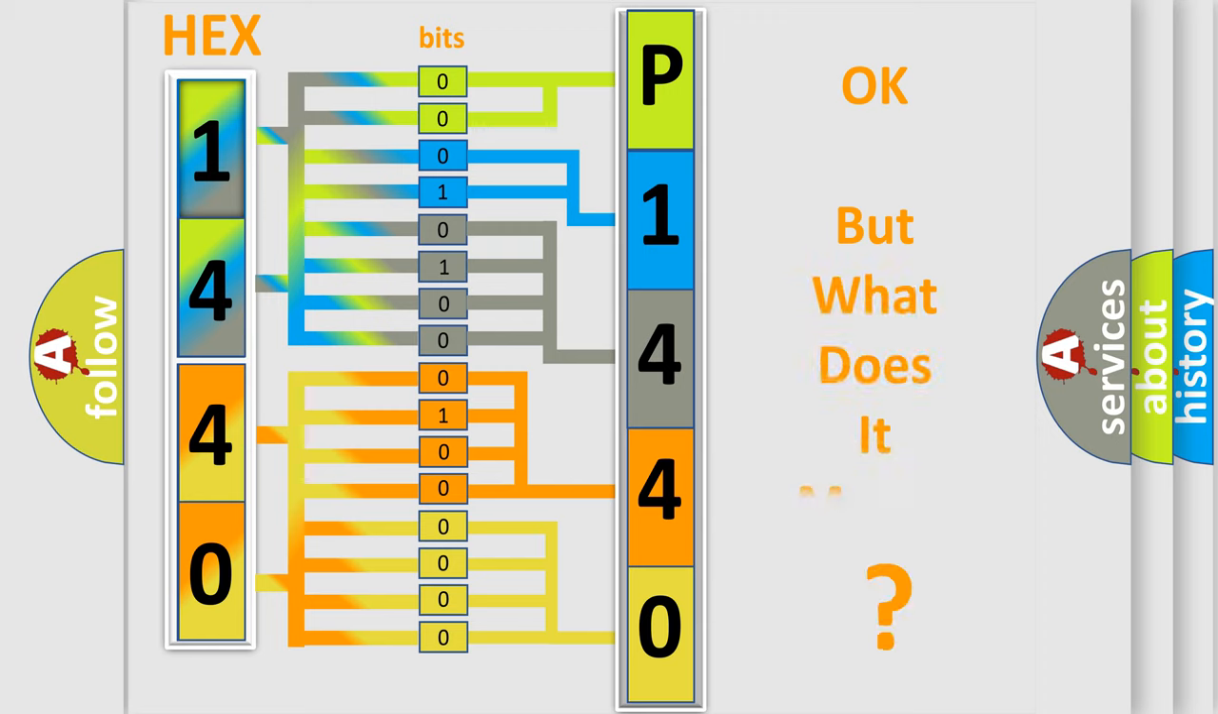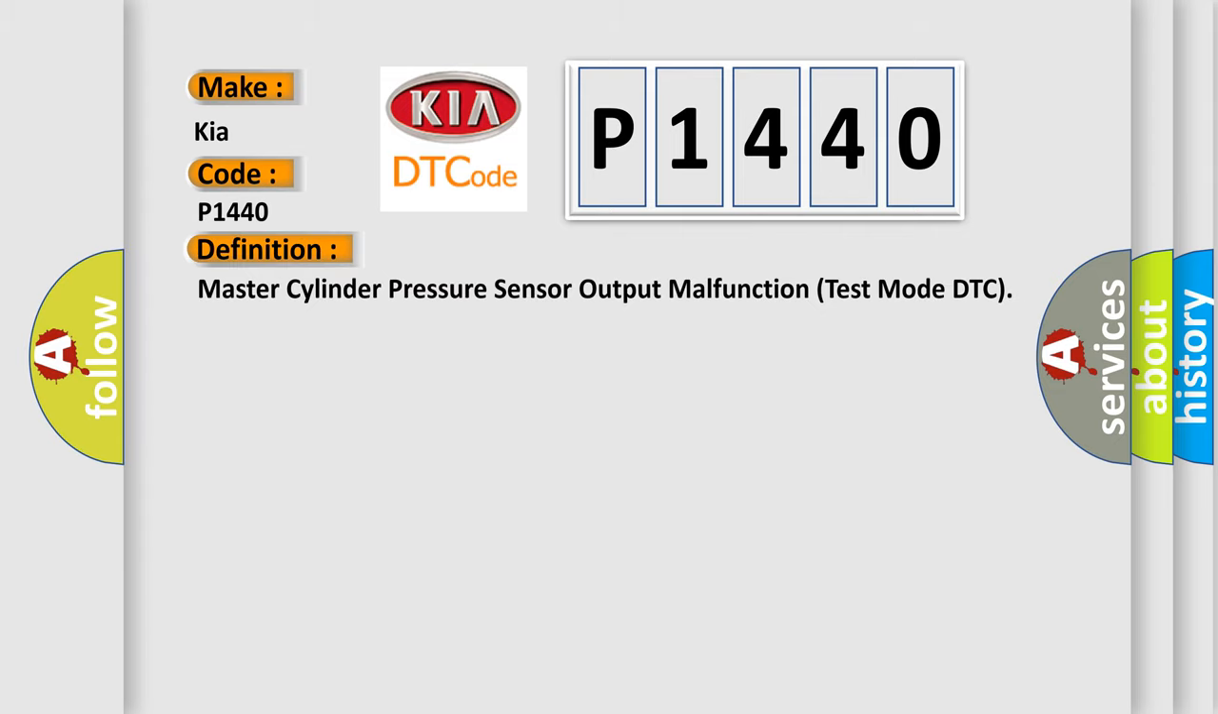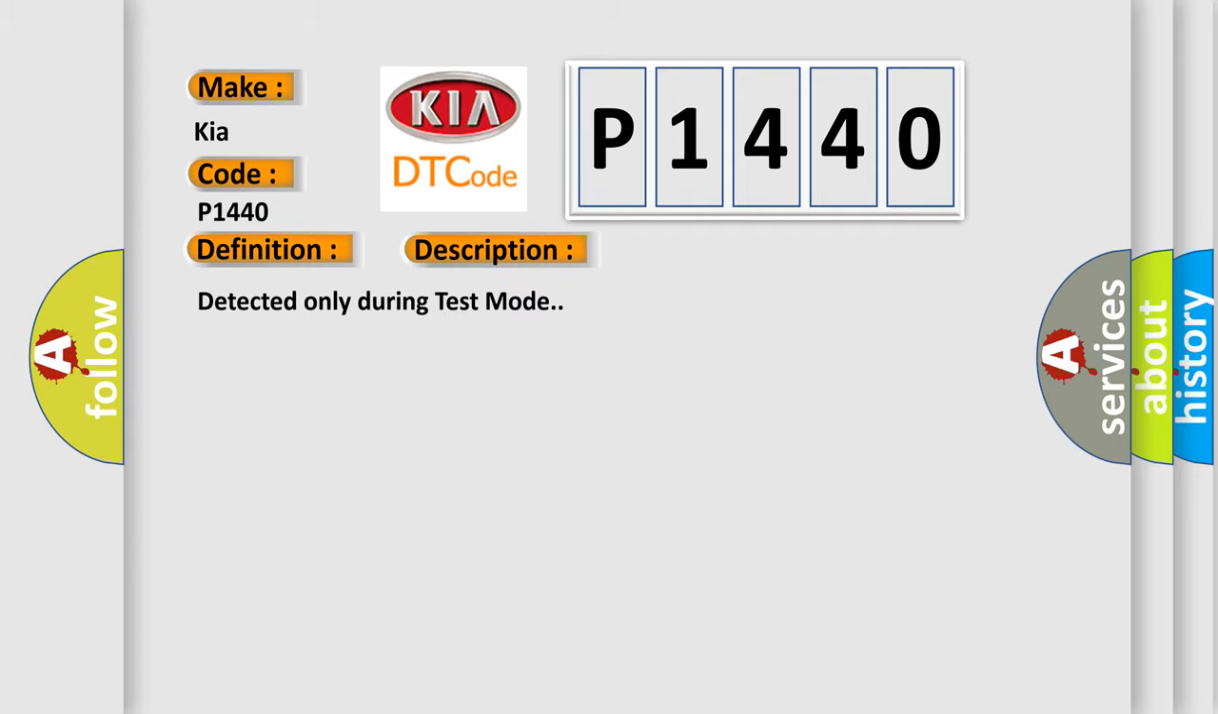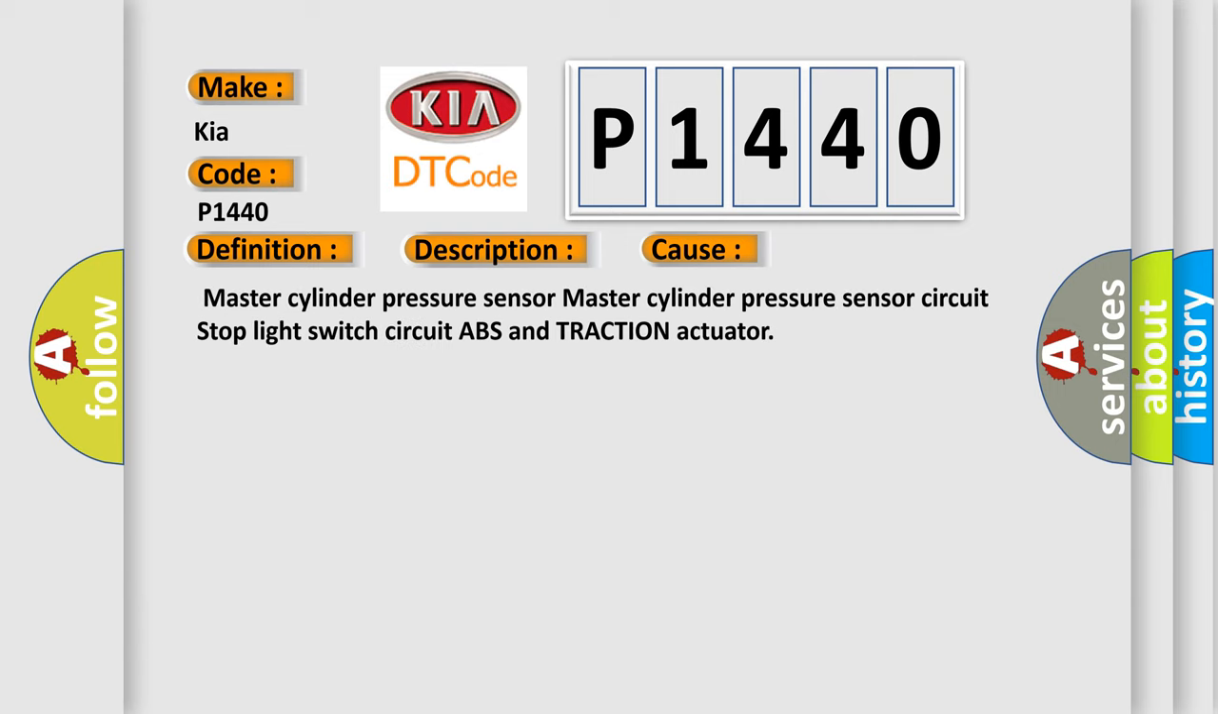The number itself does not make sense to us if we cannot assign information to what it actually expresses. So, what does the diagnostic trouble code P1440 interpret specifically for Kia car manufacturers? The basic definition is: master cylinder pressure sensor output malfunction, test mode DTC. And now this is a short description of this DTC code. Detected only during test mode. This diagnostic error occurs most often in these cases: master cylinder pressure sensor, master cylinder pressure sensor circuit, stop light switch circuit, ABS and traction actuator.